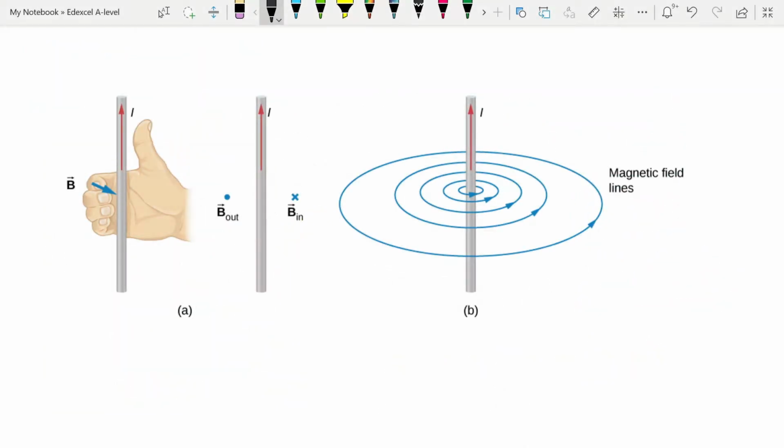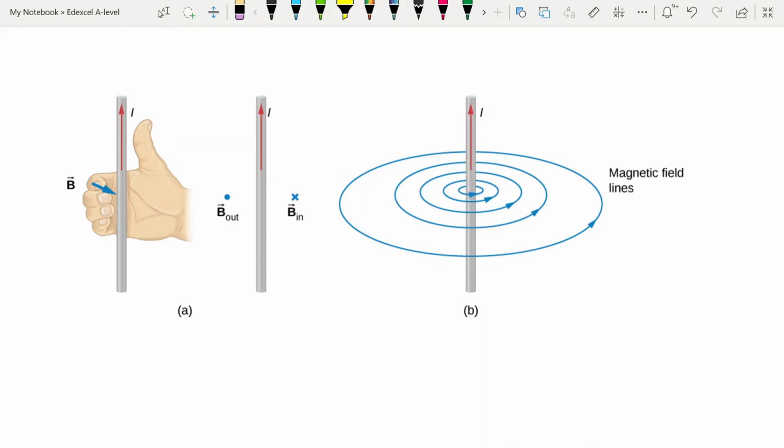The next thing we need to discuss is the magnetic field that you get around a straight wire, because we're going to start connecting permanent magnets with electromagnets. So let's remind ourselves about the magnetic field that you get around the straight wire. And we use what's called the right-hand grip rule for this. And you can see in this diagram on the left, it shows you the right-hand grip rule.